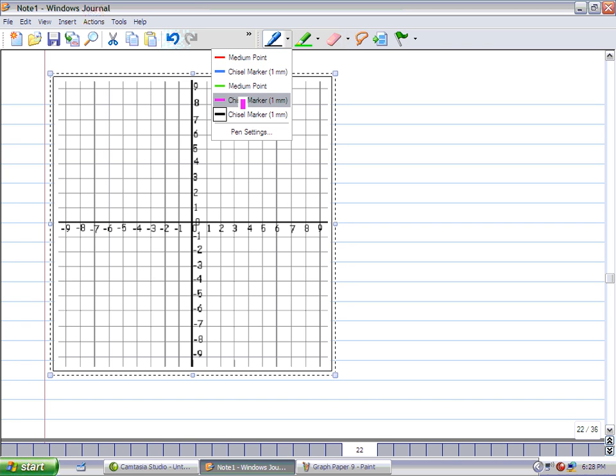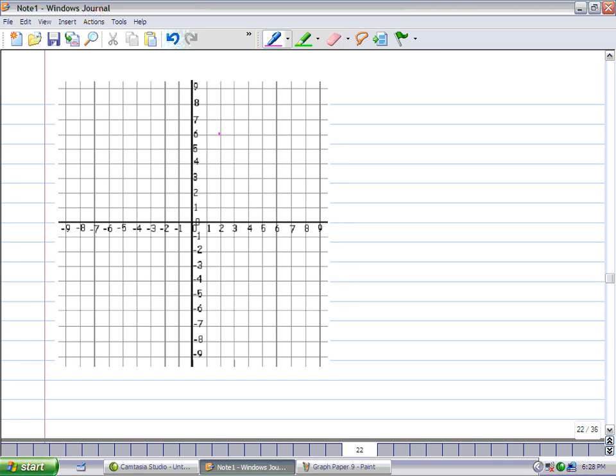What about this point right here? That point is 2, 6, because it's above the 2, and across from the 6.